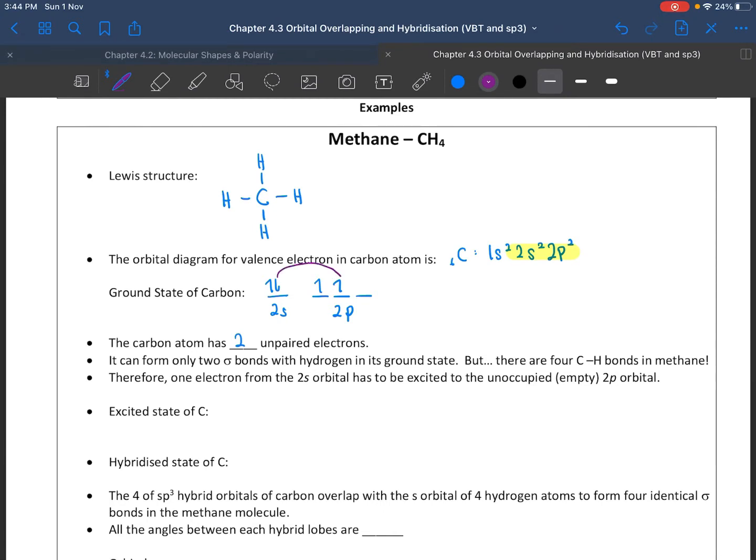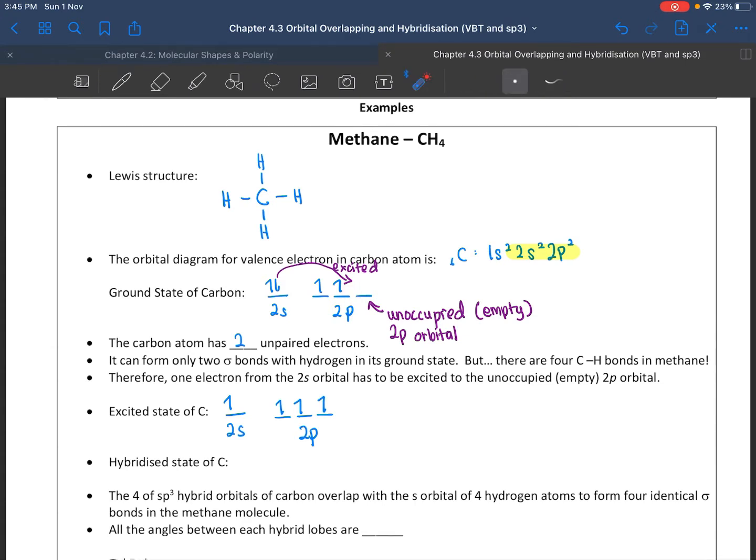So, this 2s, okay, dia akan excited to this one, dia panggil unoccupied 2p orbital. Ataupun, if you find the word unoccupied macam susah sangat, actually empty 2p orbital. So, 2s ni akan excited pergi ke empty 2p orbital. So, end up, kita kena draw lah our excited state. Okay, sebab kita ada excited electron, that mean kita ada excited state. So, this excited state 2s and then 2p. So, 1 electron at 2s, 1 electron each dekat 2p orbital. Okay, so ini adalah hasil selepas kita excite tadi.